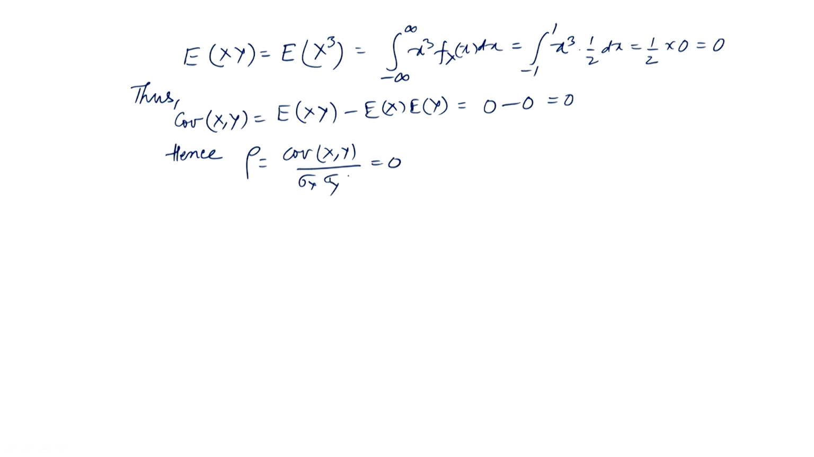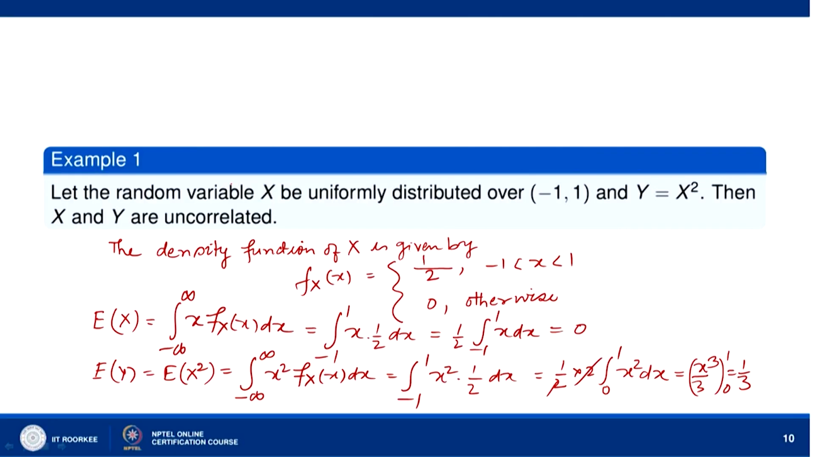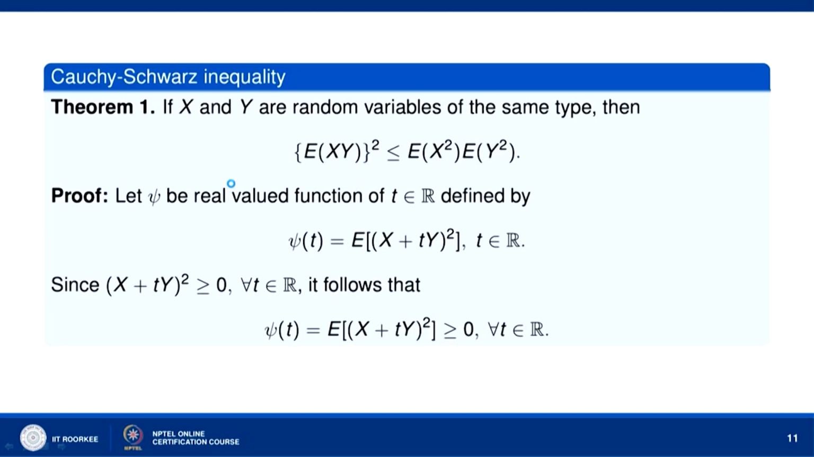So, coefficient of correlation is equal to 0, but we are given that y is equal to x square. So, coefficient of correlation is 0, but the random variables x and y are dependent. So, this is a problem which shows that the converse is not true. Now, let us prove the Cauchy-Schwarz inequality. We shall need this Cauchy-Schwarz inequality to show that the value of the coefficient of correlation, that is rho, lies between minus 1 and plus 1.